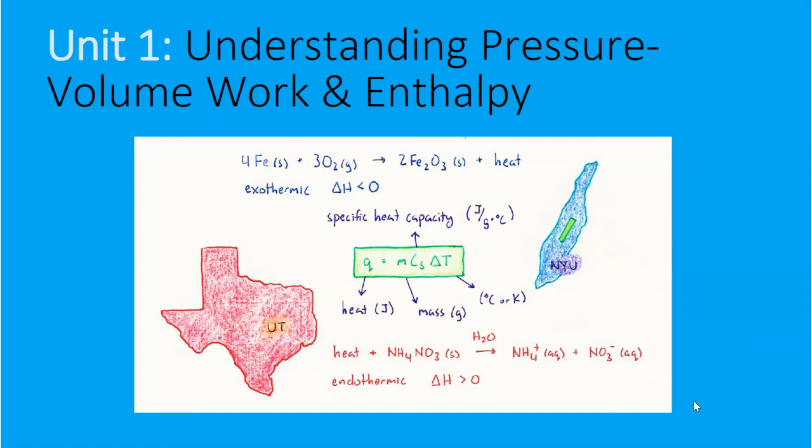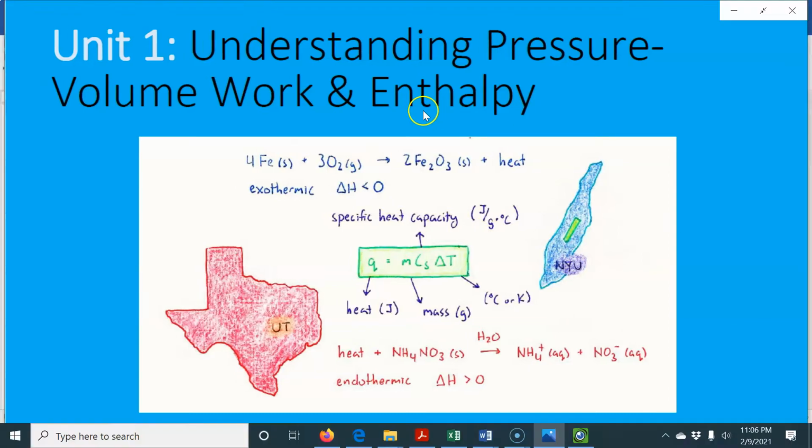Hello. In the previous video, we discussed delta U equals Q plus W. Delta U is internal energy, Q is heat, plus W, which is work. But in this video, we are going to take a closer look at work itself and a thermodynamic value called enthalpy.